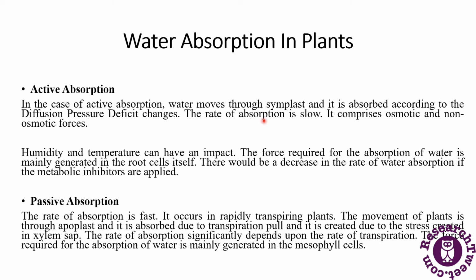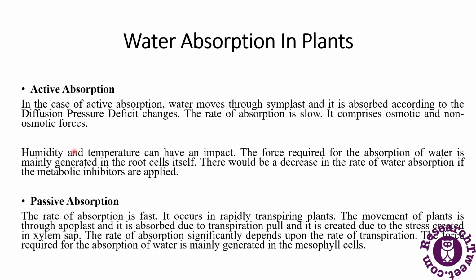The rate of absorption is slow here. Active absorption is generally slow because it comprises osmotic and non-osmotic forces. Humidity and temperature can have an impact on active absorption, because the force required for it is mainly generated in the root cells itself. There would be a decrease in the rate of water absorption if a metabolic inhibitor has been applied. So this was about active absorption.